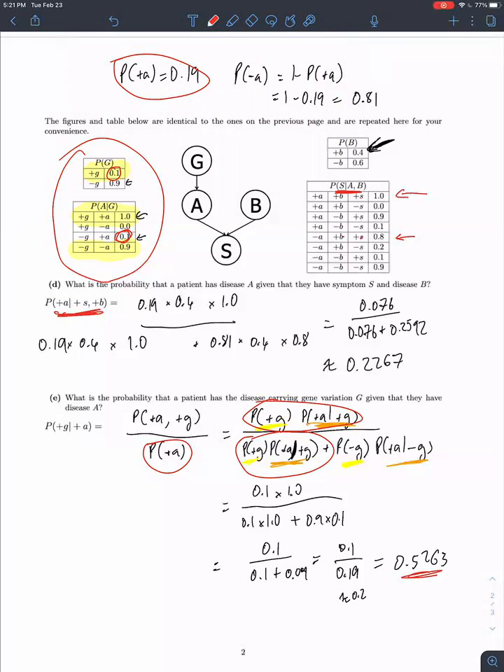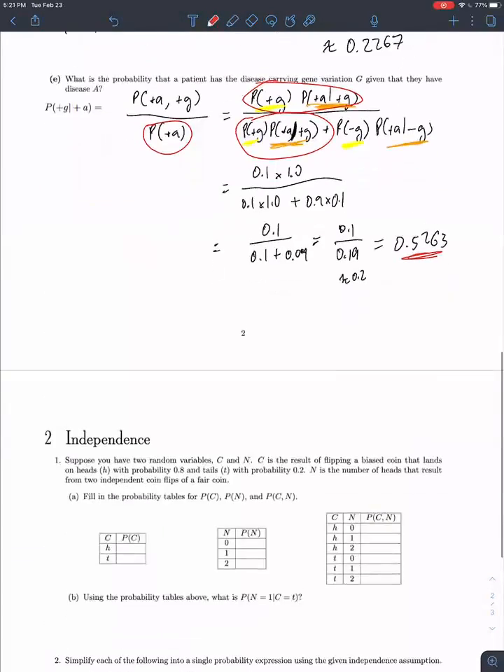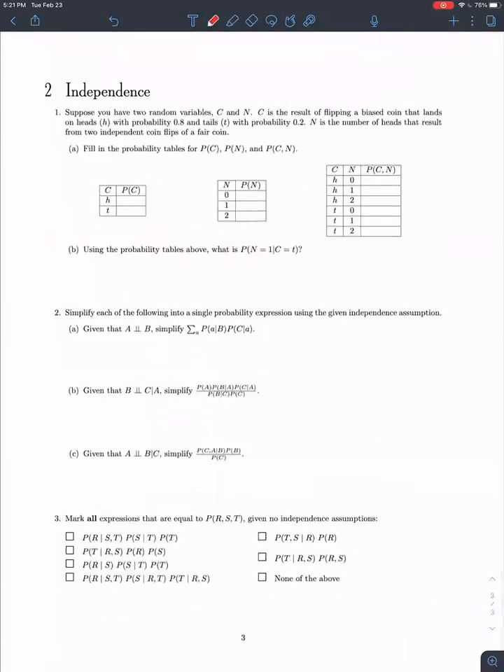If you ever want to do these calculations in your head, but not actually exactly. All right, so let's move on. Now we're going to do independence. This is the fun situation where you can cut some corners in calculations and you don't have to be wrong. So you have 2 random variables, C and N.